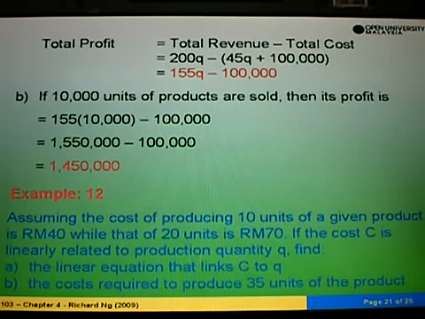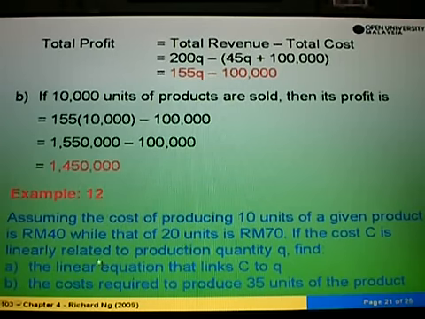Okay, let's continue with example 12. In this example, assuming the cost of producing 10 units of a given product is 40 ringgit, while that of 20 units is 70 ringgit. If the cost C is linearly related to production quantity Q, find A, the linear equation that links C to Q, B, the cost required to produce 35 units of the product.